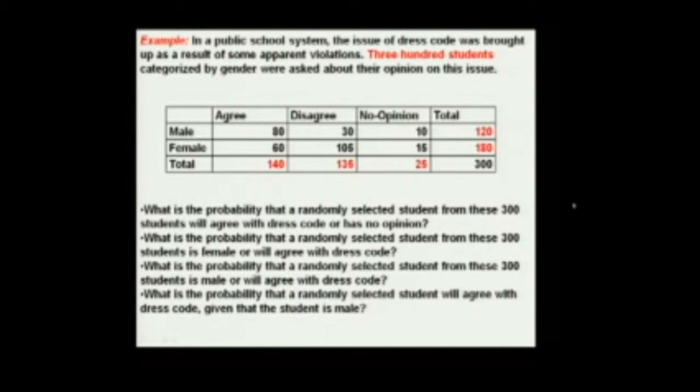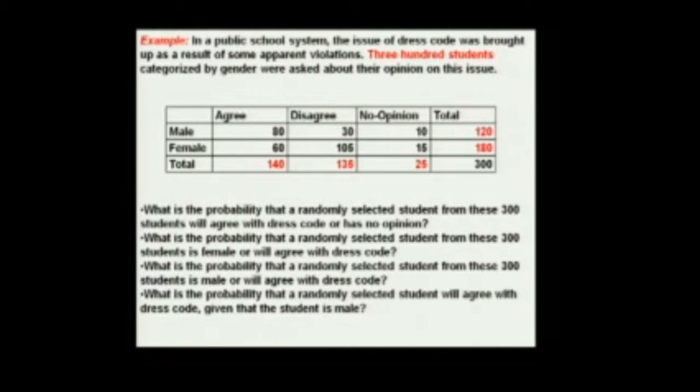And once again, here is the contingency table. We have 300 students entirely surveyed. We have 120 male and we have 180 female. We had 104 students that agreed to the dress code. We have 135 that disagreed, and we have 25 that had no opinion. So you can see that the contingency table has given us a cross frequency so that we can know the number of students that belong to any one of these categories: male and agree, female and no opinion, male and disagree, and so on. And by having that, we can answer any question.